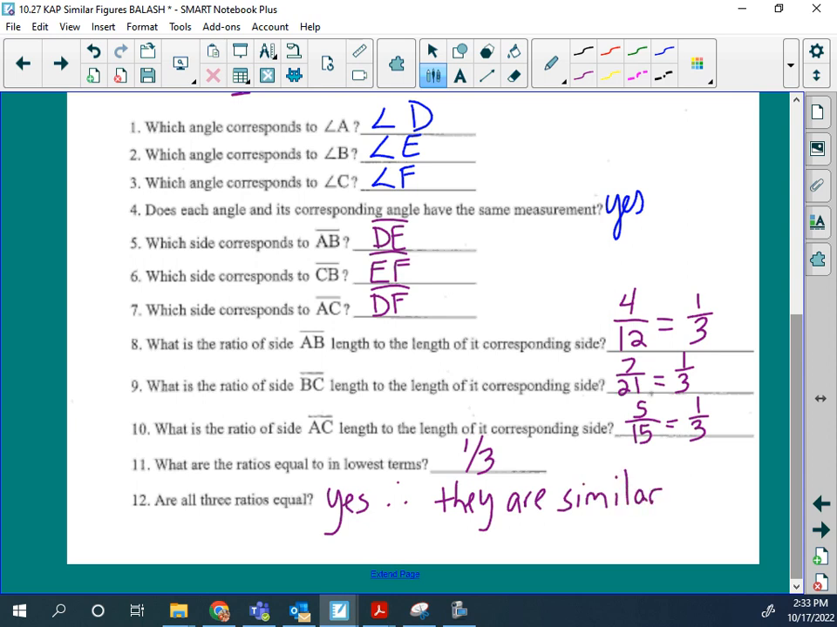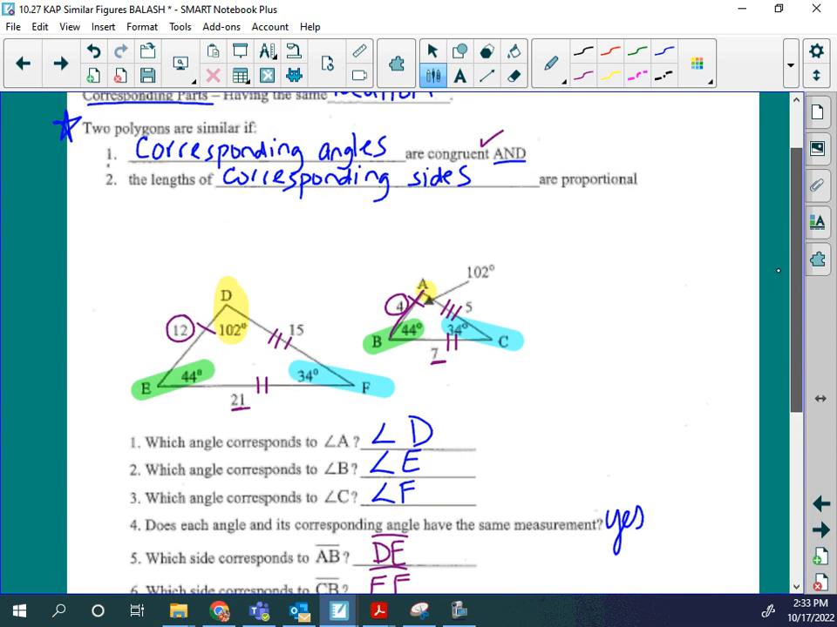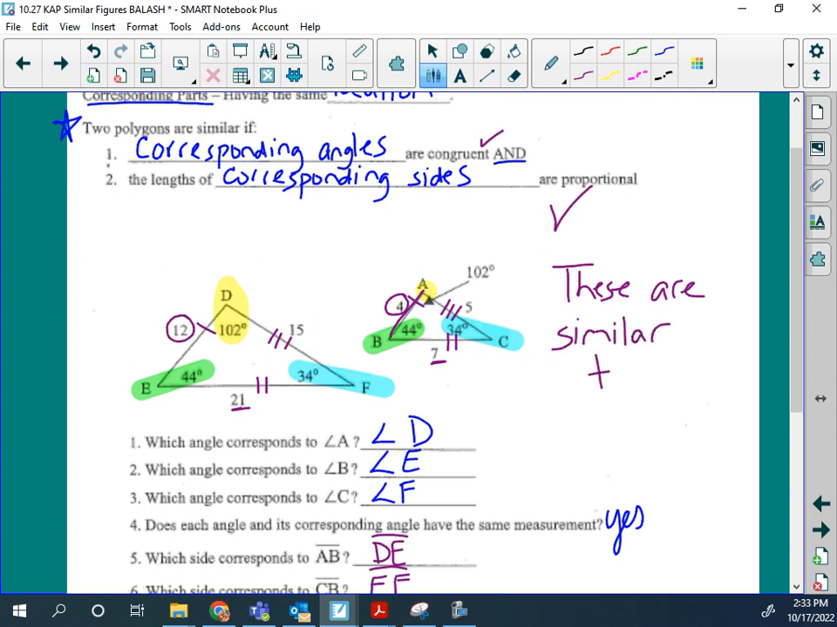Okay, so remember, we said at the beginning that corresponding angles must be congruent and the lengths of corresponding sides must be proportional. Because both of these are true, then these are similar triangles. Now, I know a lot of you might be thinking, well, I knew they were similar because they look similar in the first place, but don't always go by what it looks like.